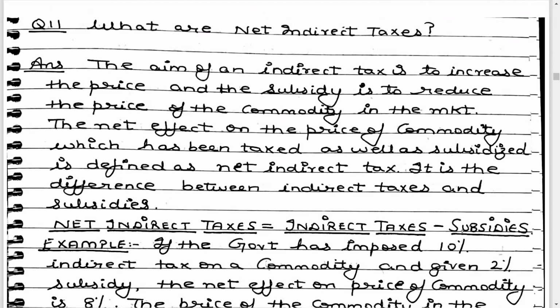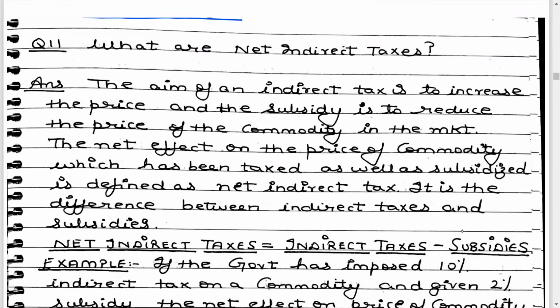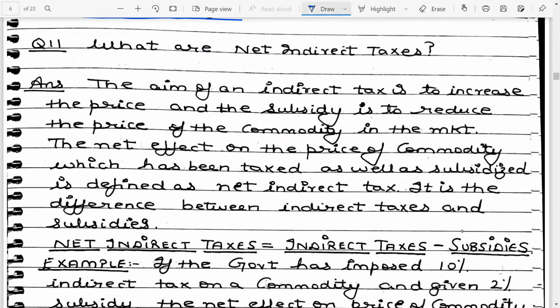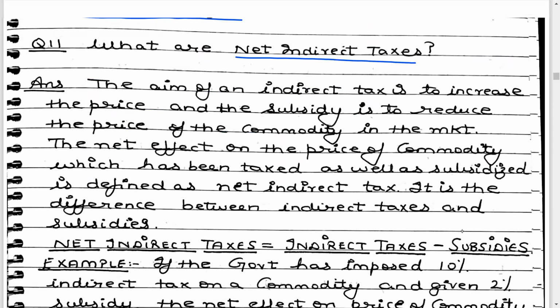Moving forward to question 11. Let's look at question 11, guys. What is meant by the net indirect taxes? All of us have just done what indirect taxes and subsidies are. Now all of us know that indirect taxes will cause the price to rise because the consumers will have to pay more when a tax is imposed, and a subsidy will cause the price to fall. Indirect taxes are going to cause the prices to rise in the market.